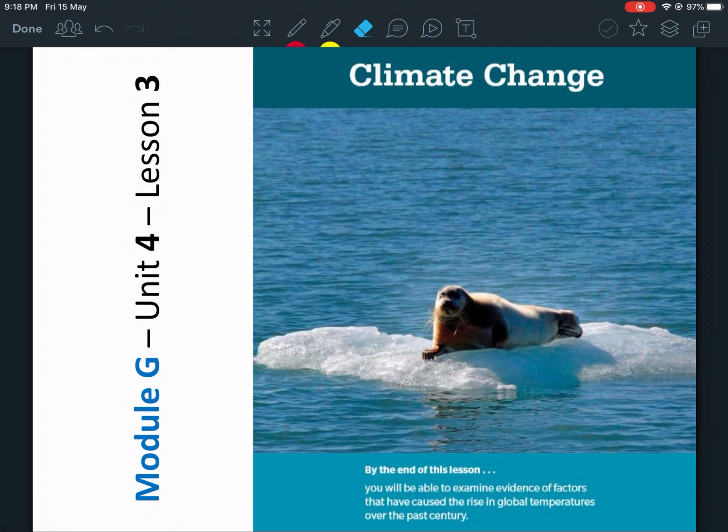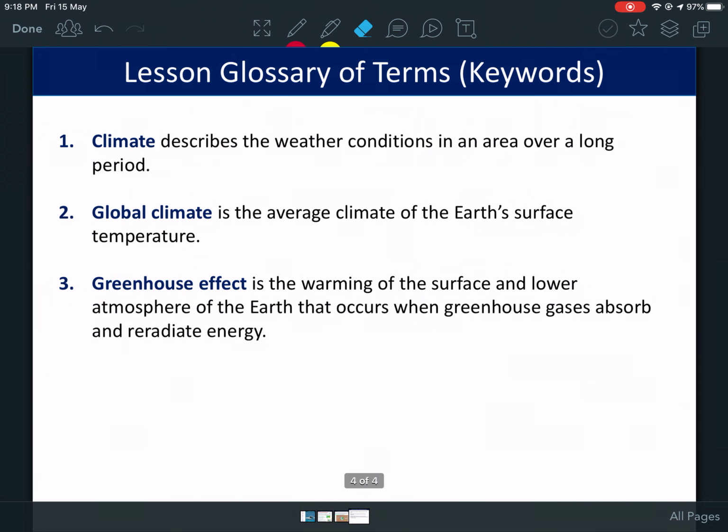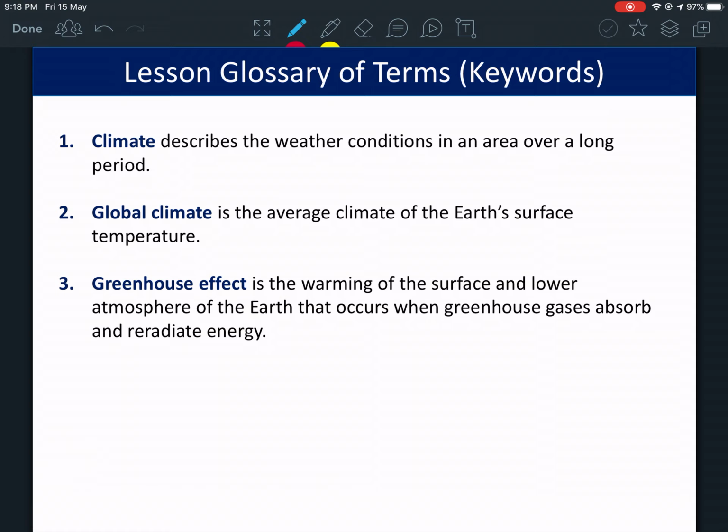Okay, good morning, everyone. So, yesterday we learned about what climate means, what global climate is, and the greenhouse effect. The greenhouse effect is when greenhouse gases are emitted by pollution. You have greenhouse gases like CO2, methane, and others.